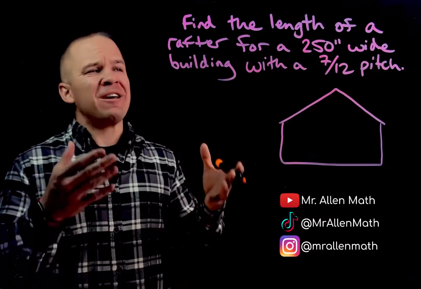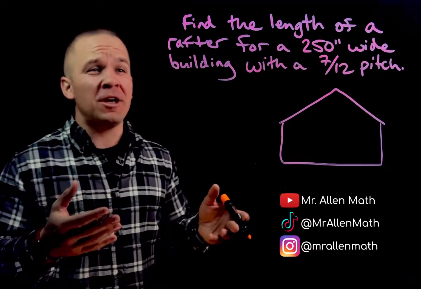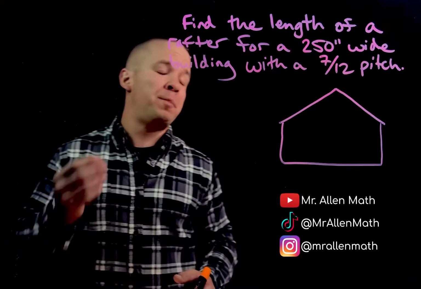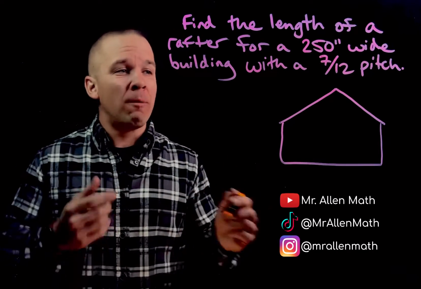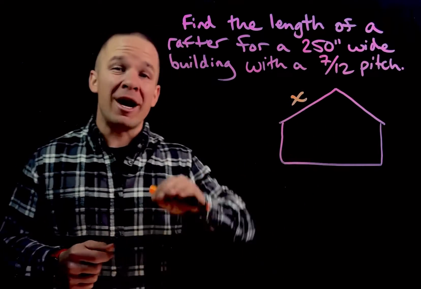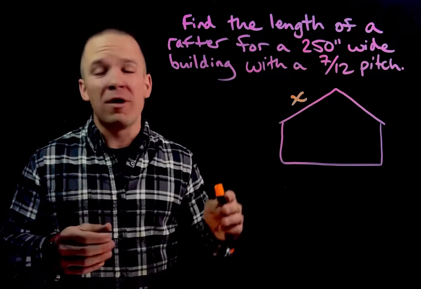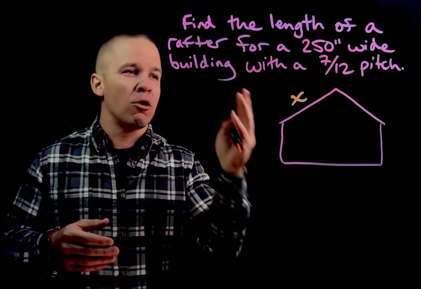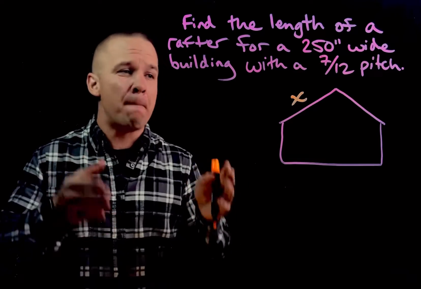Mr. Allen here. We've got to find the length of a rafter for a 250-inch wide building with a 7/12 pitch. We've got a lot of information to work through here. Well, my rafter is going to be this guy right here. It goes up that slope part of the roof. We're not going to take into account any overhang or ridge thickness or anything like that, just straight up math.